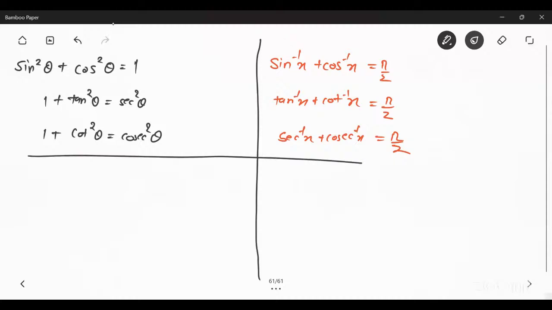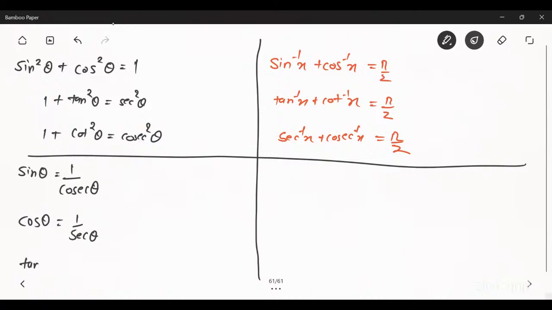And now, in trigonometric functions, we also discussed that sin theta is equal to 1 upon cosec theta. Cosec is the inverse of sin and sin is the inverse of cosec. Cos theta is 1 upon sec theta, tan theta is equal to 1 upon cot theta. And also cosec theta is the inverse of sin theta, sec theta is the inverse of cos theta, cot theta is the inverse of tan theta.